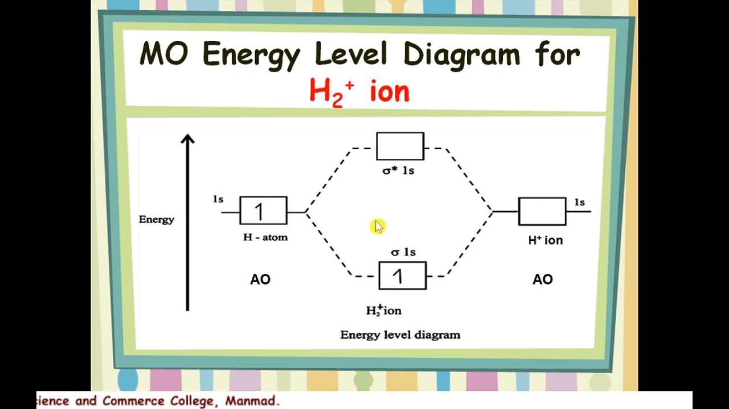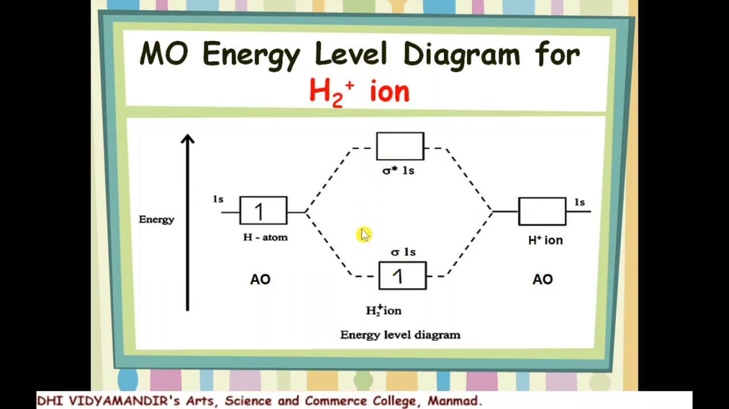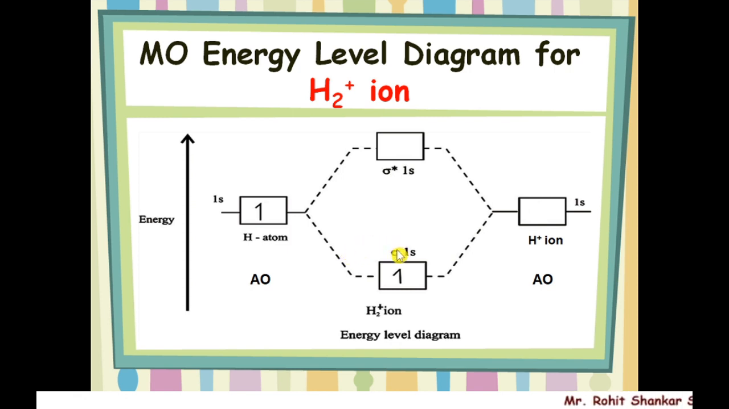So these two atomic orbitals combine and form molecular orbitals. Molecular orbitals are represented in the center of this diagram. After the combination of two atomic orbitals, there is formation of two molecular orbitals. First is bonding molecular orbital and the second is anti-bonding molecular orbital. Since the combination of two 1s orbitals results in the formation of sigma bond, the molecular orbitals are called sigma molecular orbitals.